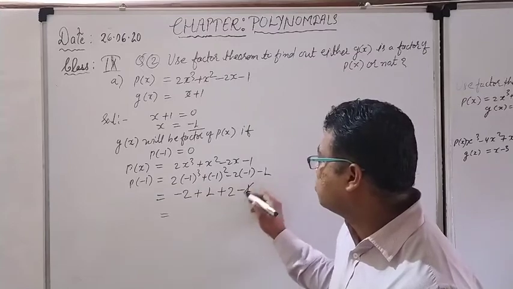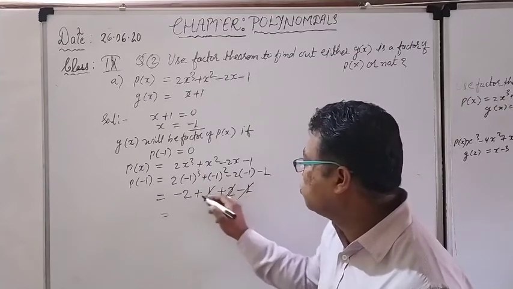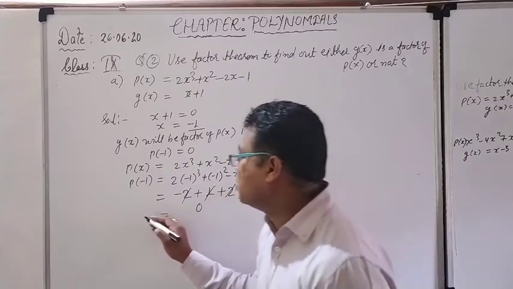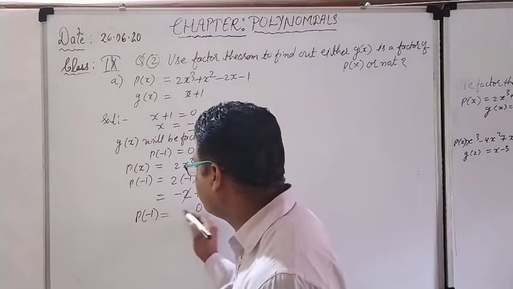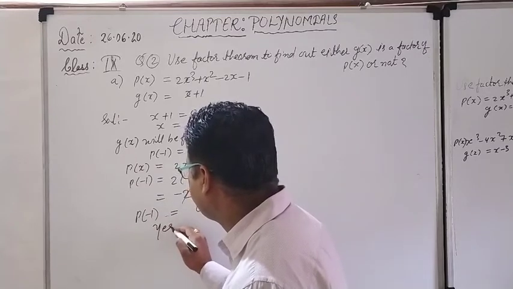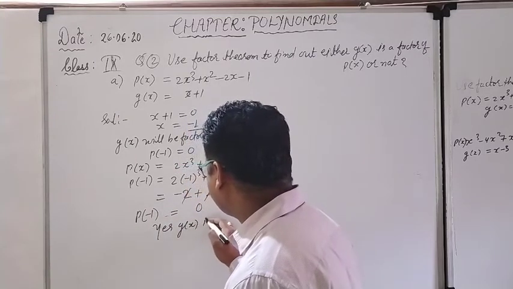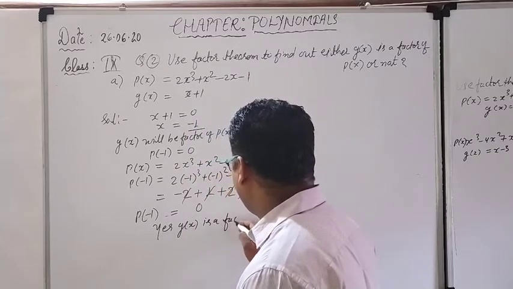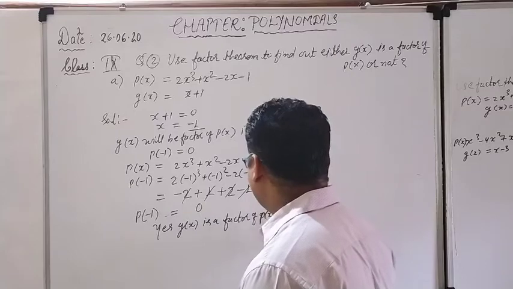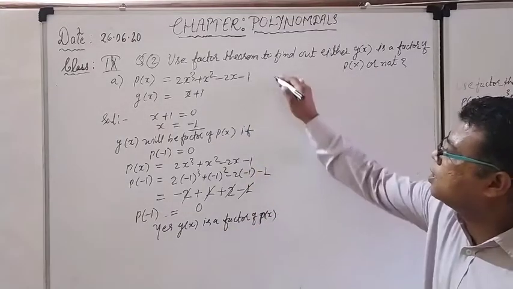Plus 1 and minus 1 are going to cancel, and minus 2 and plus 2 are going to cancel, because they both make 0. So what is the final answer? 0. P(minus 1) I am getting 0, and because I am getting the answer 0, I can say yes, g(x) is a factor of the polynomial, directly I can write p(x). g(x) is a factor of p(x).